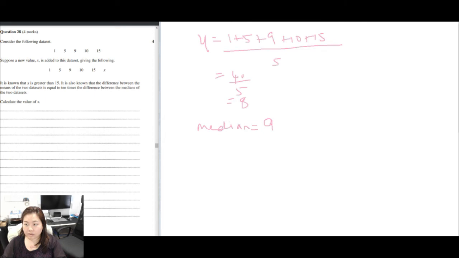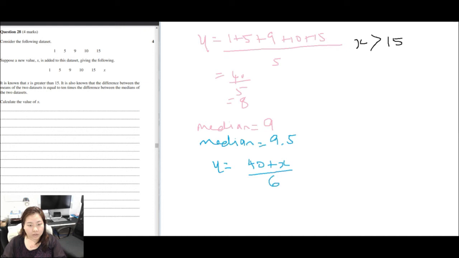I'll change color for the second one. So the second median is 9.5, which is the average between the 9 and the 10. And the mean is 40 plus x over 6. Okay, it is known that x is greater than 15.